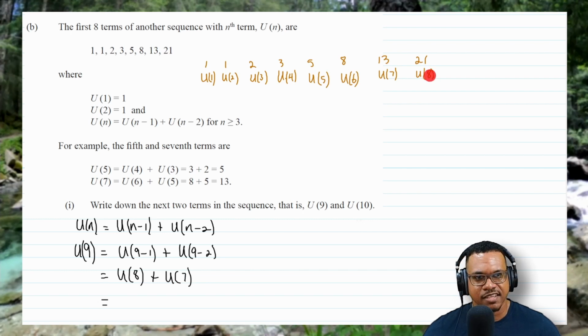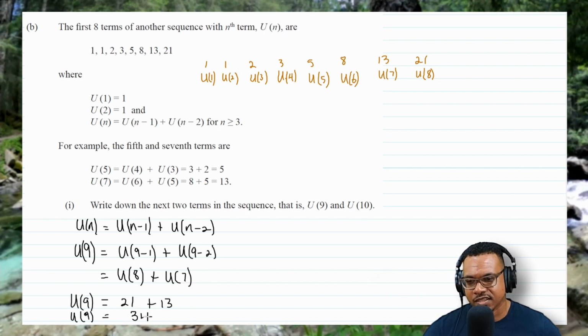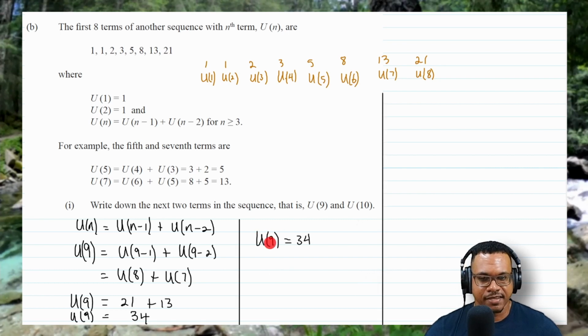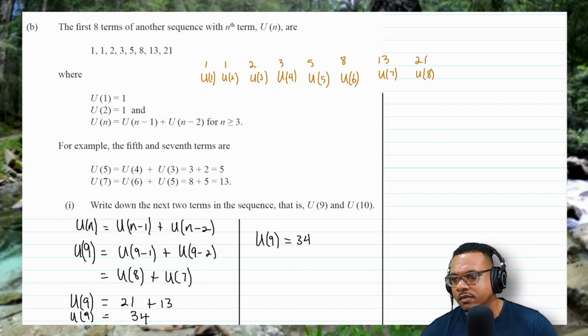Now we just come here and see that the 8th term is 21 and the 7th term is 13. So we're going to have 21 plus 13. So 21 plus 13 is 34. So our 9th term is equal to 34. So I just wrote it over here that my 9th term is equal to 34.